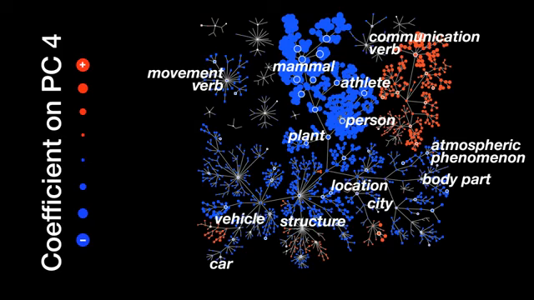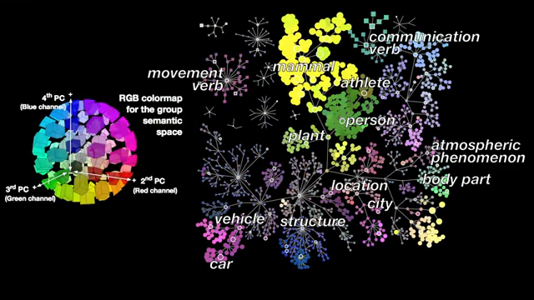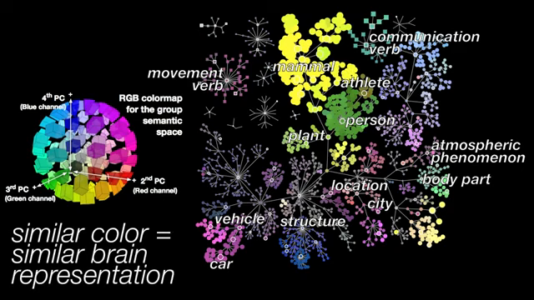But instead of looking at each dimension separately, we can visualize all 3 at the same time. Now we've colored each node to show where it lies in each dimension. The red component of the color is set by the 2nd dimension, the green component is set by the 3rd, and the blue component is set by the 4th. So for example, a category that's high on the 2nd and 3rd dimensions but low on the 4th, like a mammal, will appear yellow. This makes it so categories that are represented similarly in the brain are assigned similar colors.